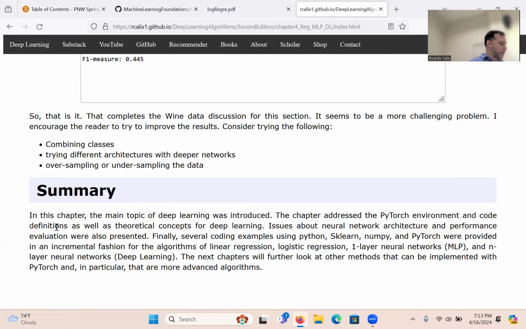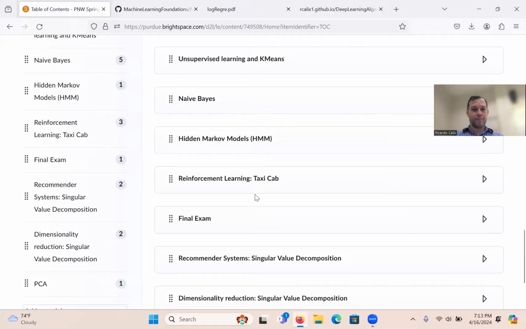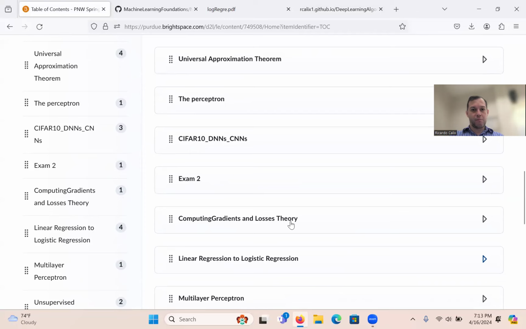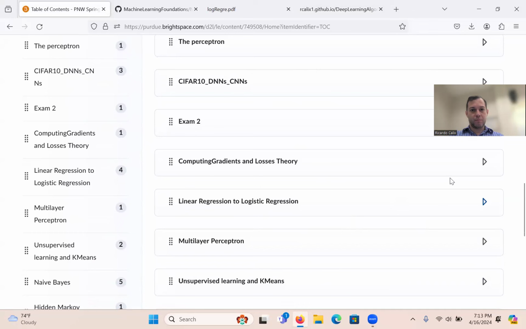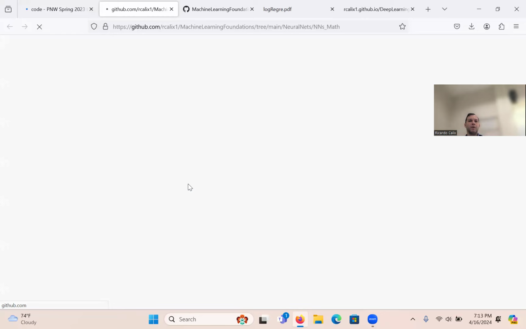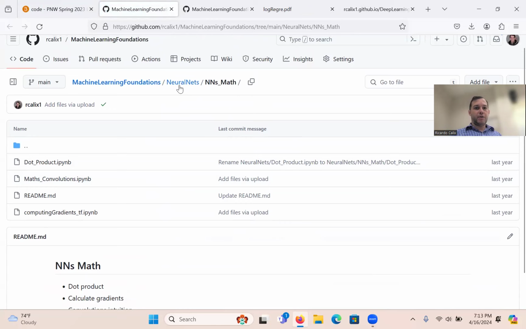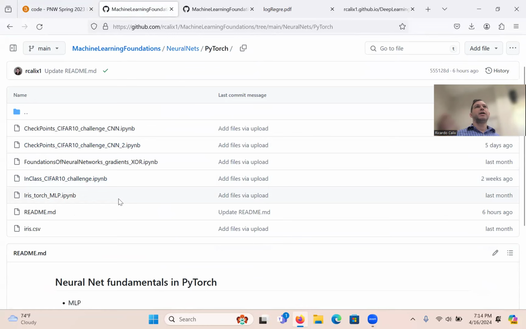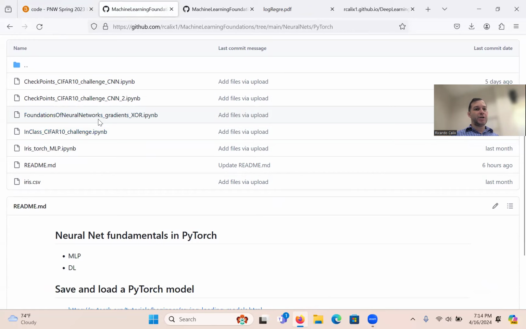What I want to do now is cover some examples that I have. We have some time, so I'm going to bring those up. Here, neural nets, we're going to go to PyTorch, which is where CIFAR-10 and everything lives. I have foundations of neural networks, gradients, and I have this other one of computing gradients.